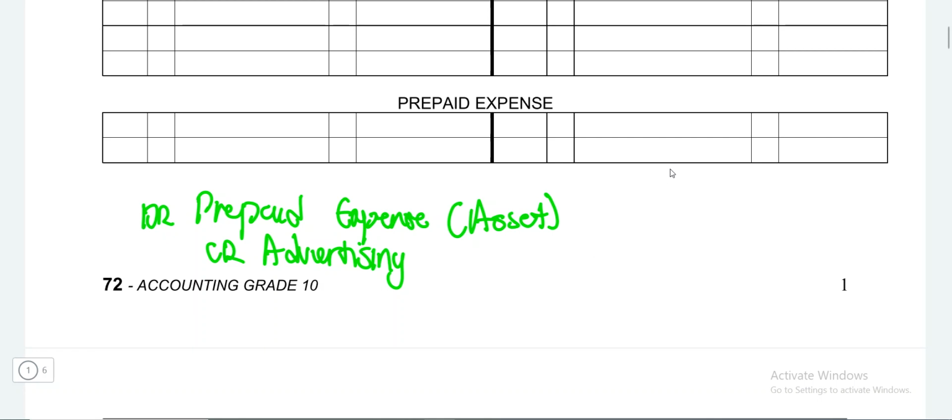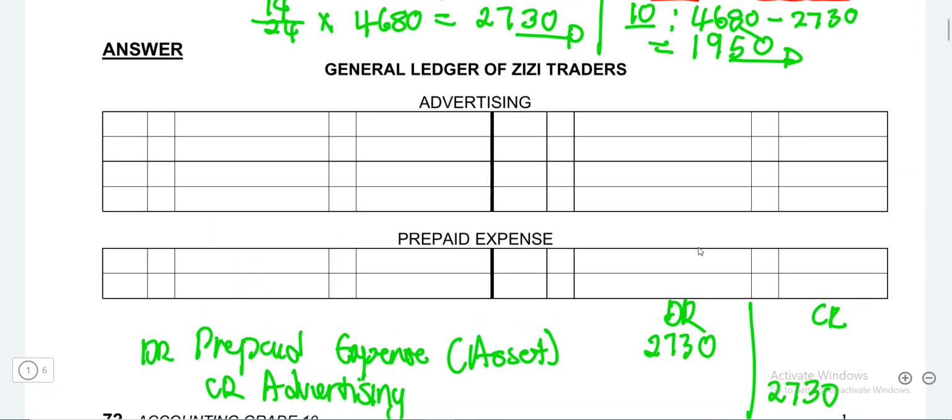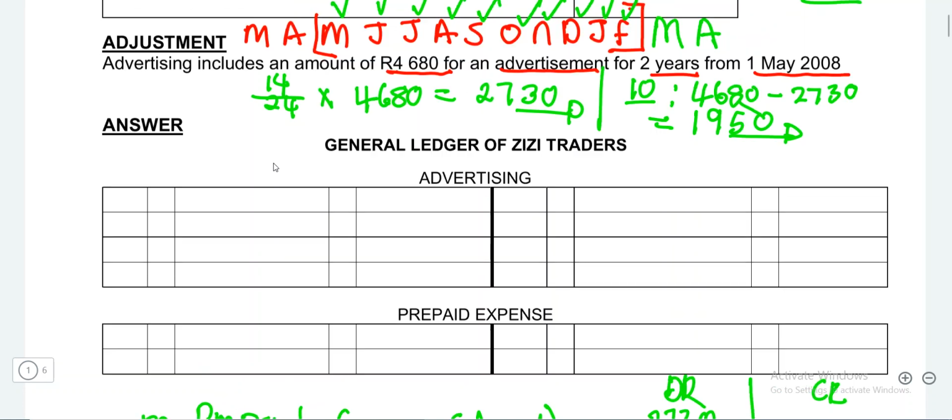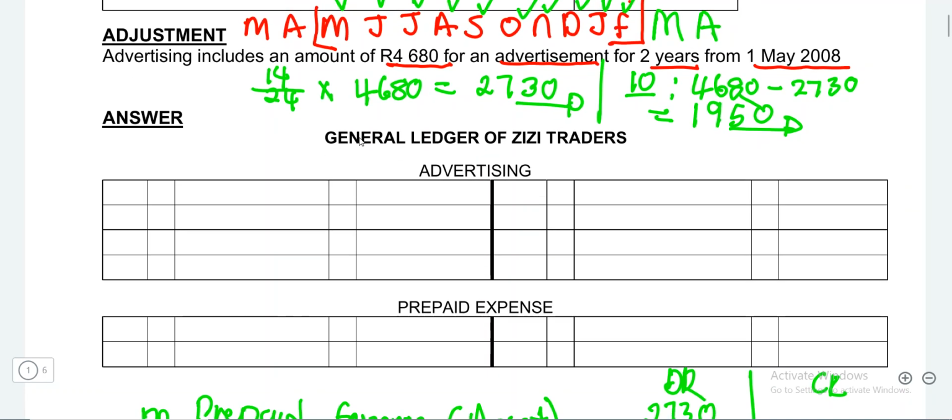Remember, you'd have your debit here, and then you also have your credit. Okay, so we are debiting prepaid expense by 2,730, and then we are crediting advertising by 2,730. This is what you are supposed to do in the general journal, but it is not required. Remember, also the complexity of questions is increasing. Hence, they did not ask you to do the general journal here. So remember, the end of the year is 28 February. Okay, let me do it like this.